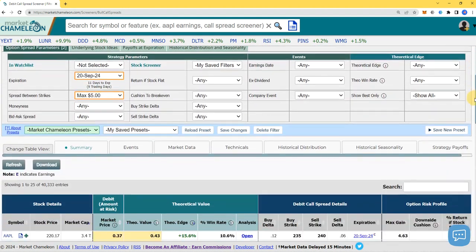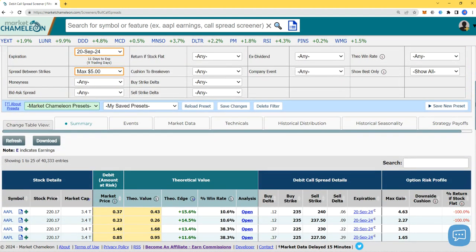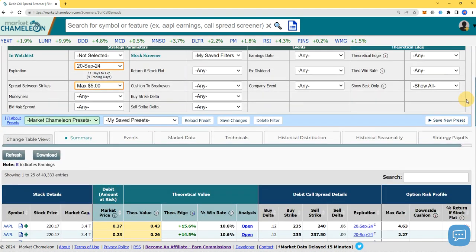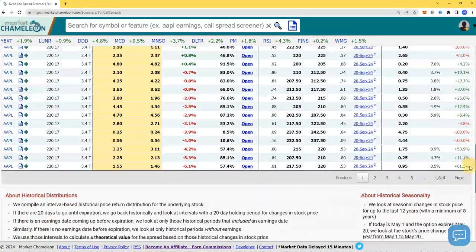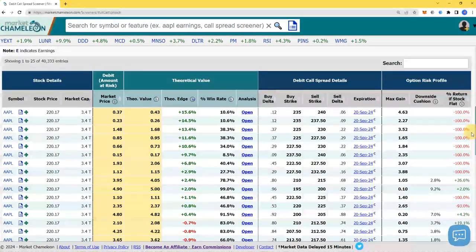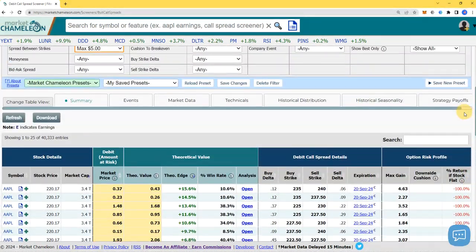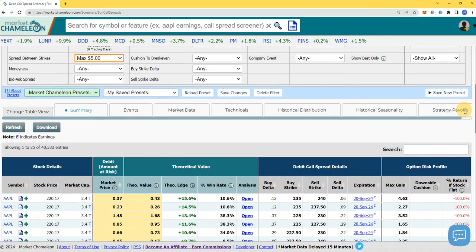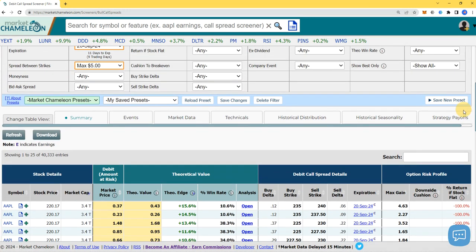So we got all those filters that are not a super filter. That's the word. And we got over 1,600 pages. I don't want that. I want high market cap. I want over 70% win rate. I want theoretical edge right here that gives me more income. Or in this case, let me pay less for the call debit spread.